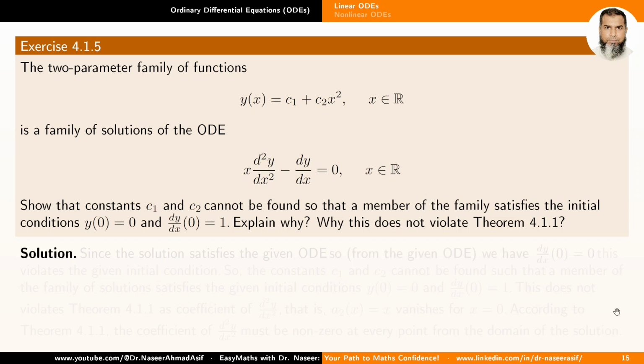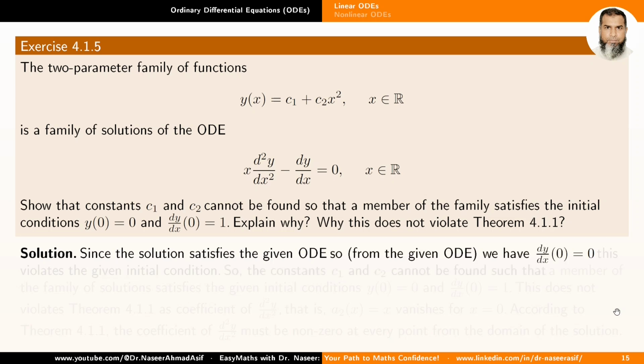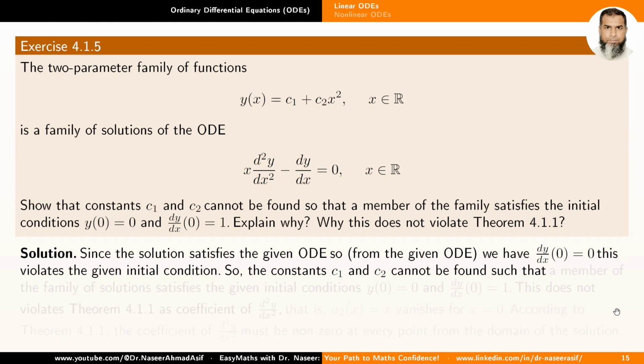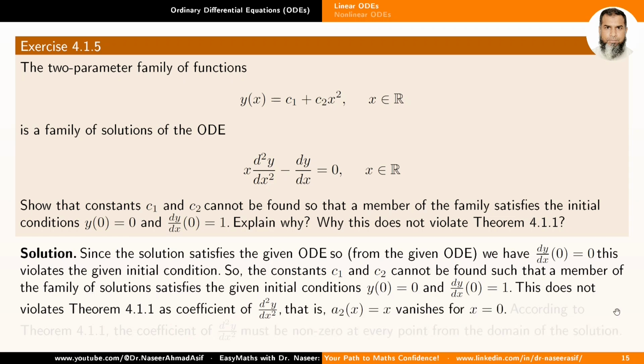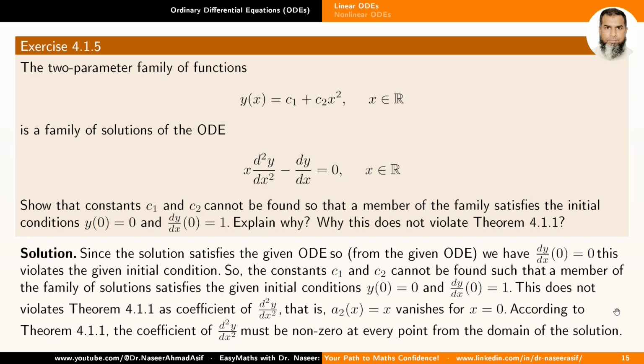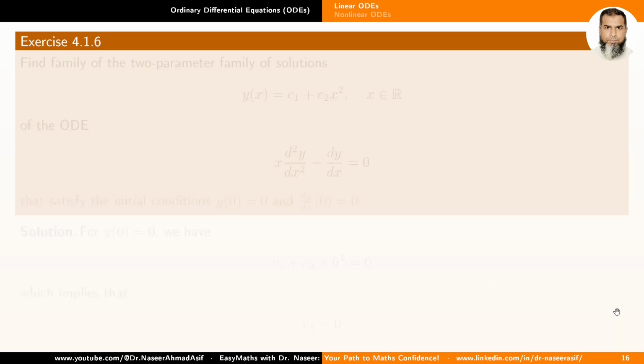Well, see solution. Since the solution satisfies the given ODE, from the given ODE we have dy by dx at 0 is equal to 0. This violates the given initial condition. So the constants C1 and C2 cannot be found such that a member of the family of solutions satisfies the given initial conditions y at 0 is equal to 0 and dy by dx at 0 is equal to 1. This does not violate theorem 4.1.1 as the coefficient of d2y by dx square, that is a2(x) is equal to x, vanishes for x is equal to 0. According to theorem 4.1.1, the coefficient of d2y by dx square must be non-zero at every point from the domain of the solution.